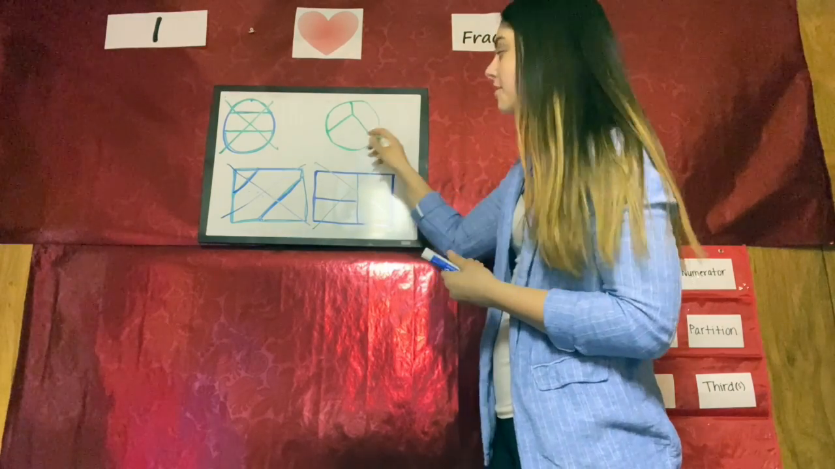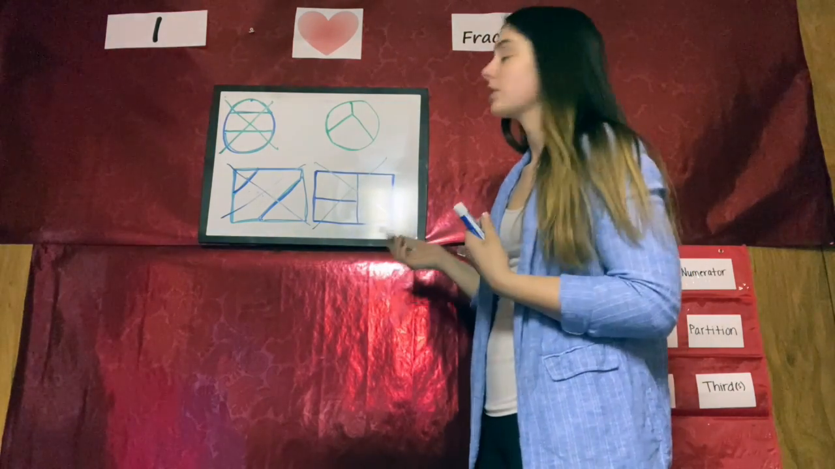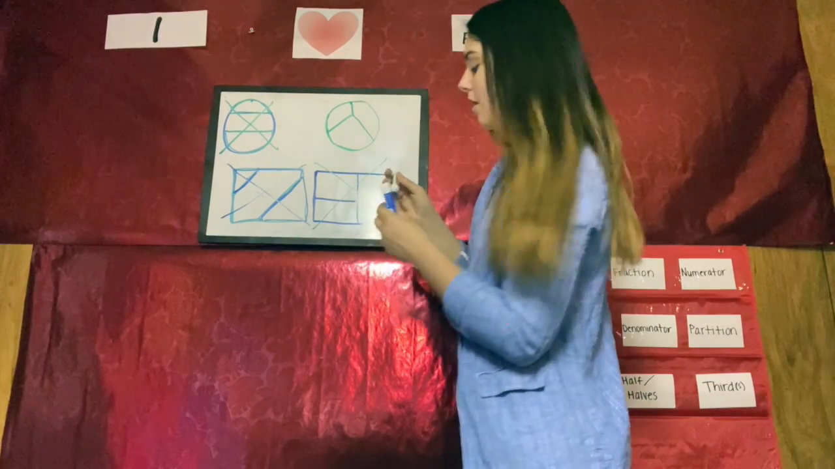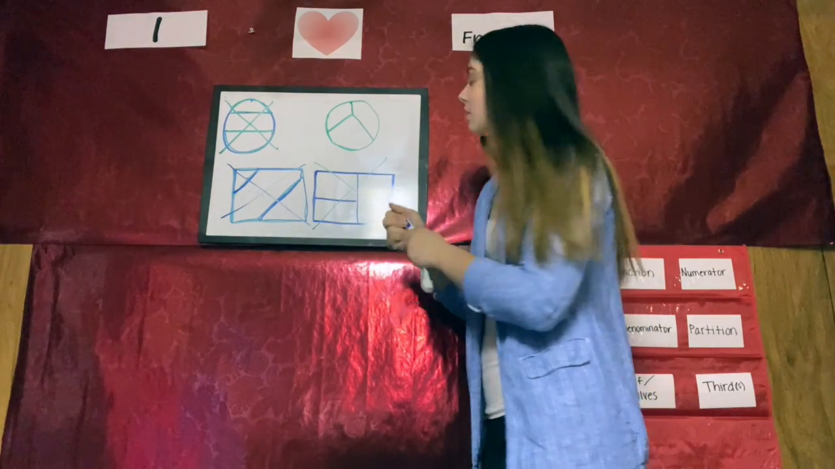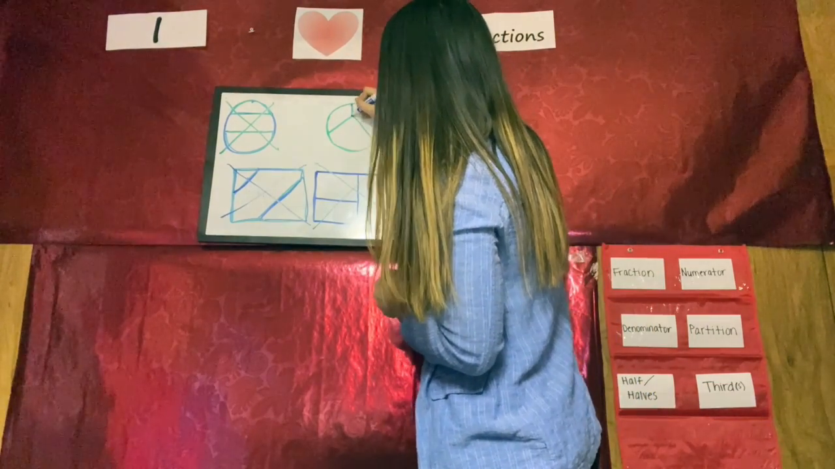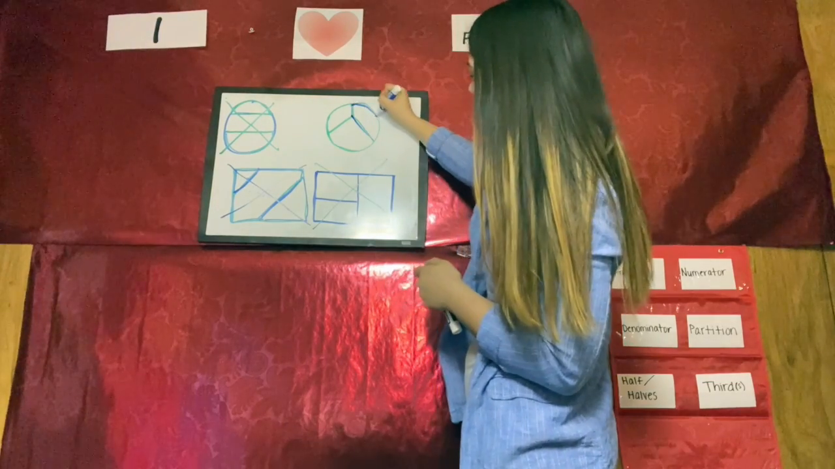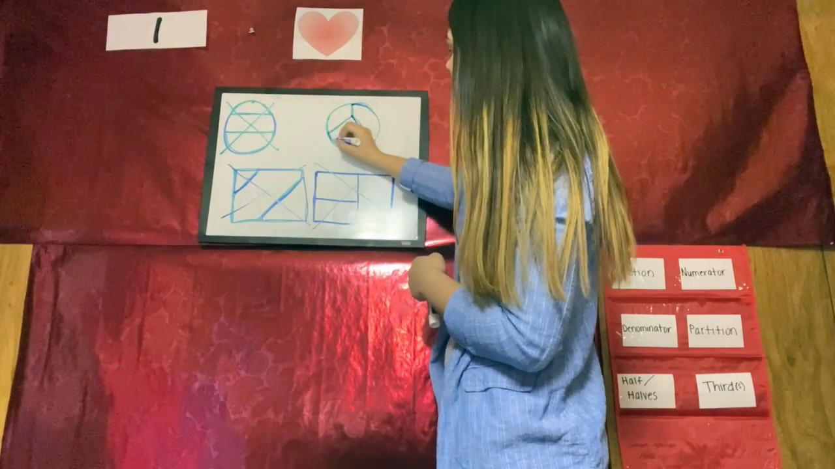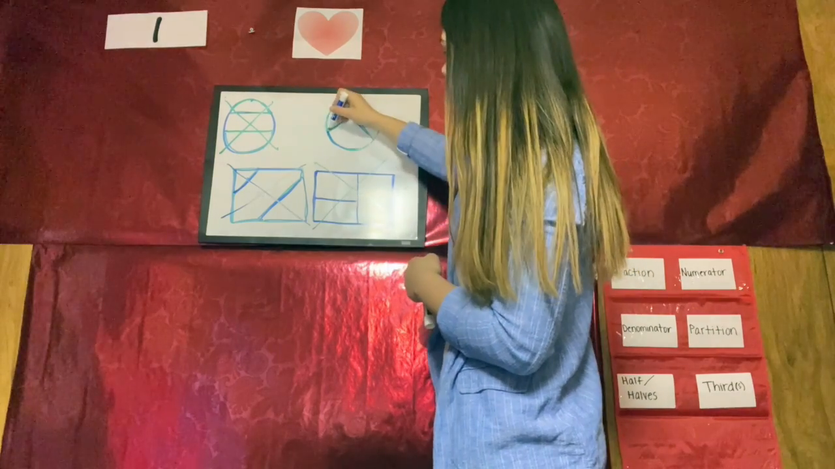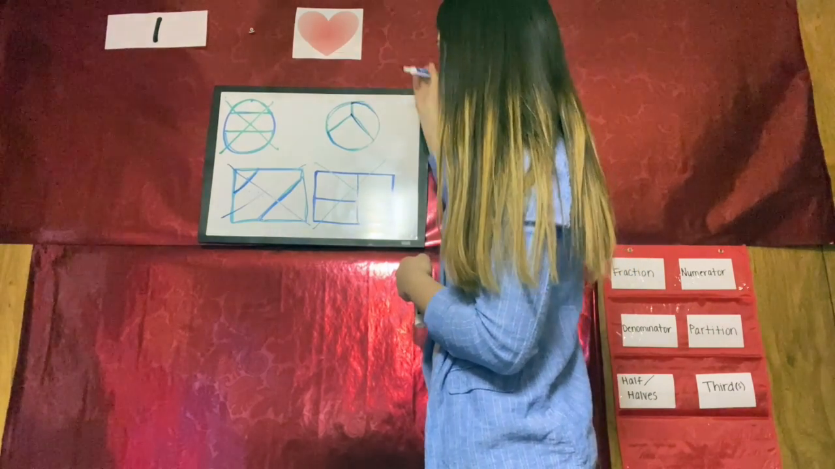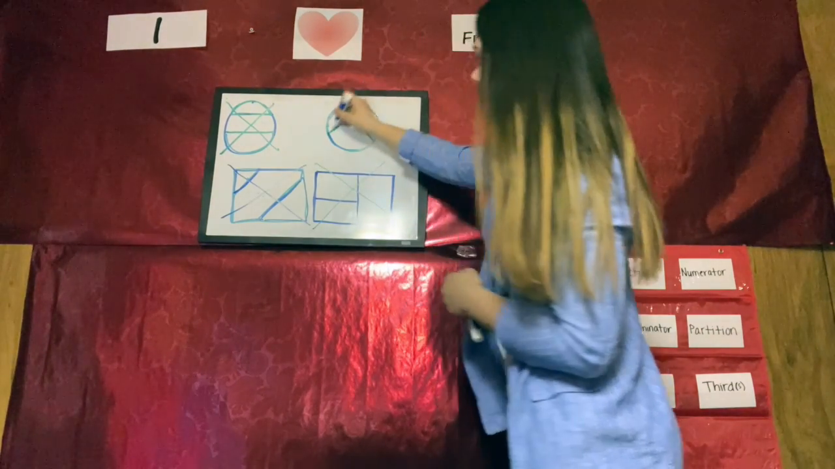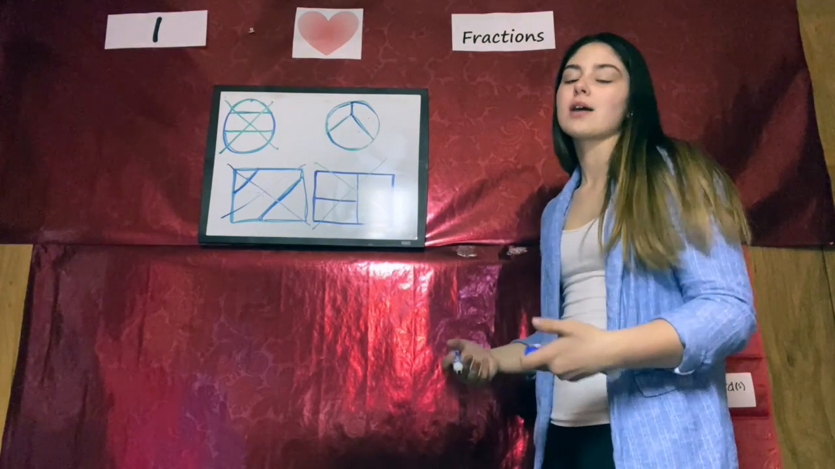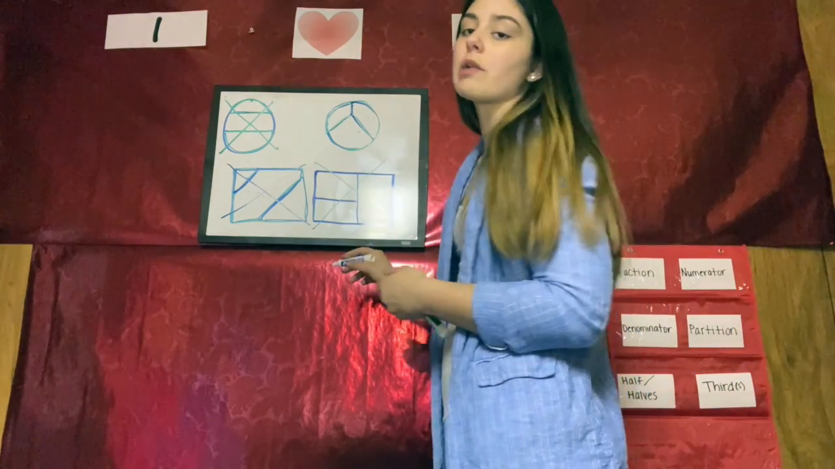Finally, we have another circle. This circle is partitioned into 3 parts. But these parts are not equal. We have one part here. We have another part here. And another part here. These parts are not equal, so we cannot say that this is a model to represent a third.